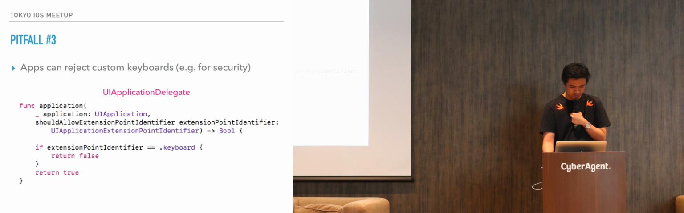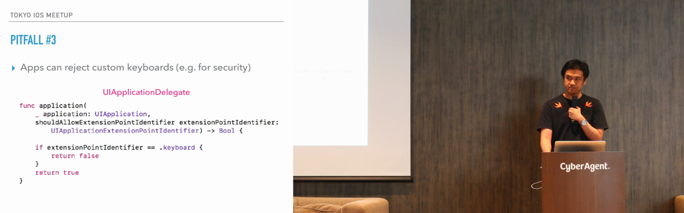The next pitfall: apps can actually reject custom keyboards. This is understandable because, for example, if you're a banking app, you don't want keyboards reading whatever PIN codes are in the text fields. So apps can implement this using the UIApplicationDelegate. There's a shouldAllowExtensionPointIdentifier method where they can return false if it's a keyboard extension.